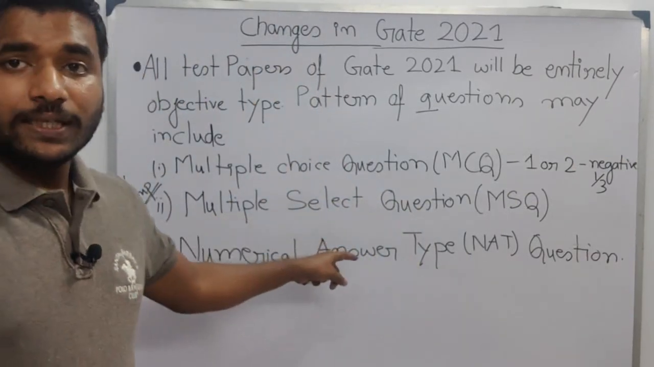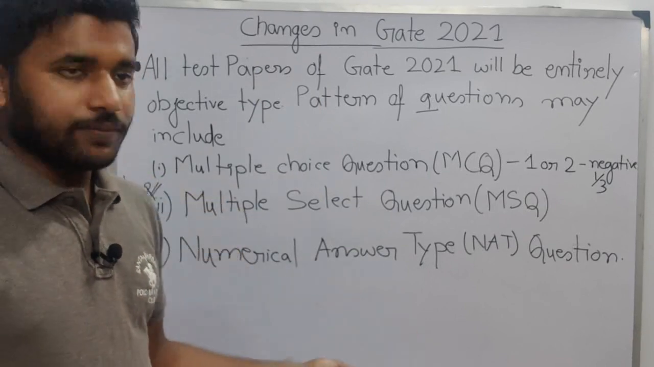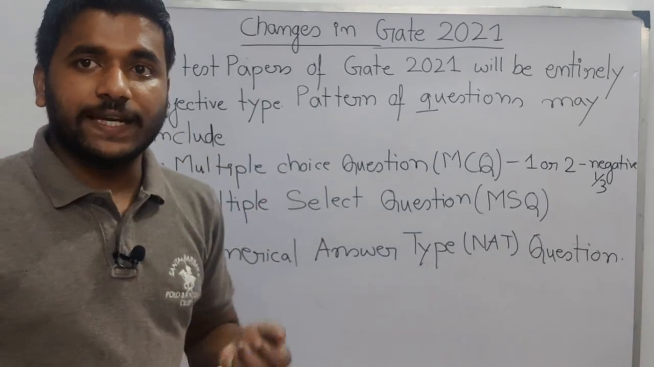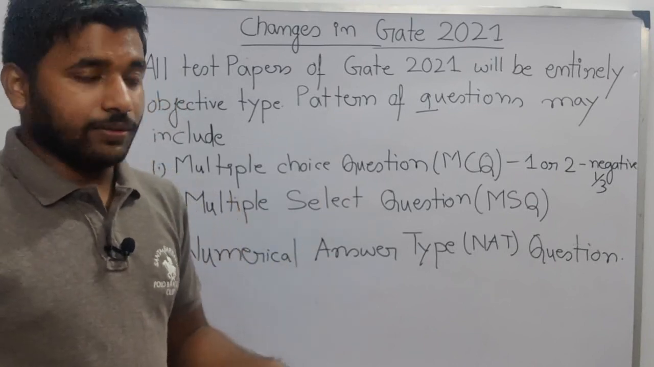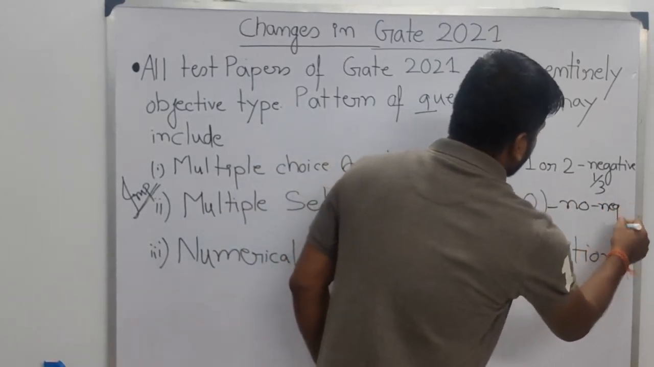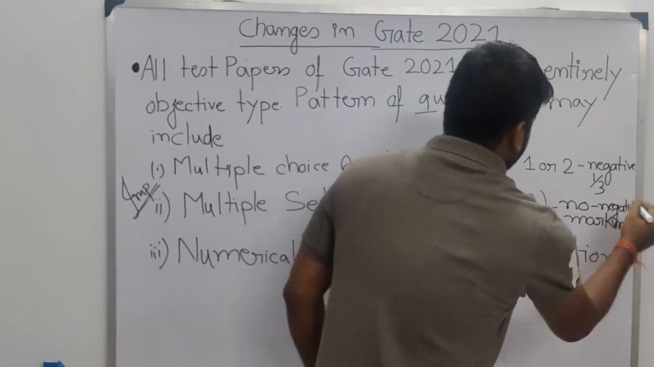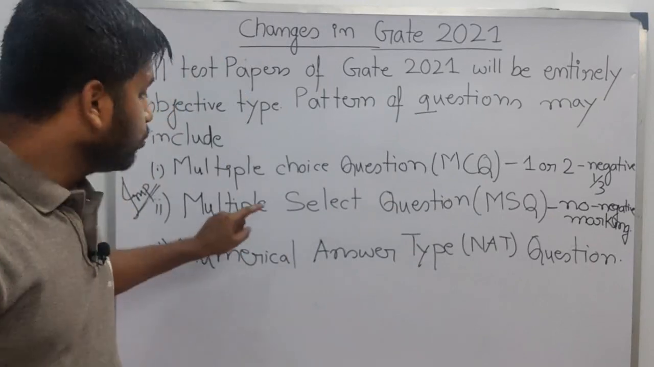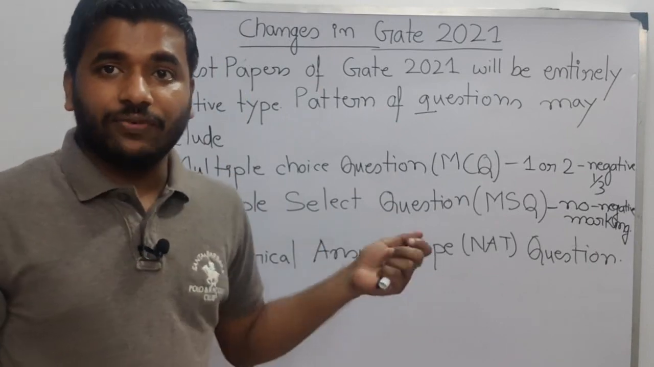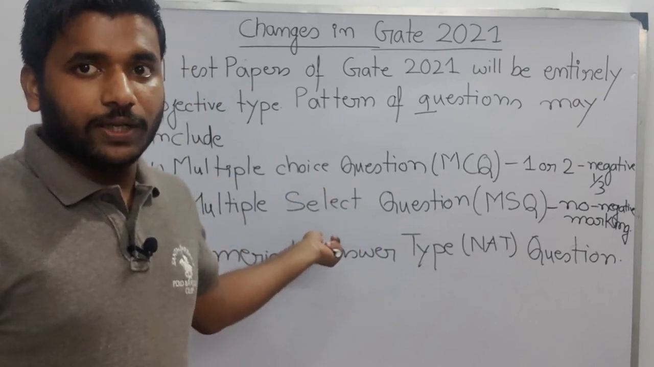In multiple select question, the questions may also carry 1 or 2 marks, but for this kind of question, out of 4 options, there can be more than one correct option. And one good thing is that there is no negative marking for that. So this question you should attempt, because there is no negative marking. But one thing you should also keep in mind is that in multiple select questions, more than one correct option is possible.